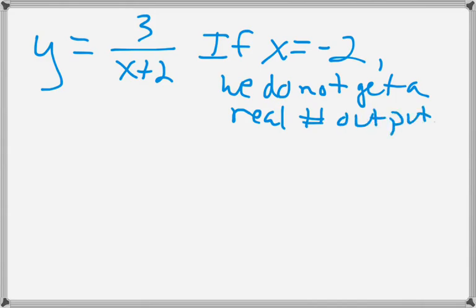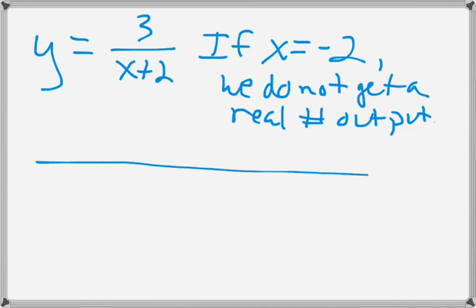Because we're going to try to do 3 divided by 0, and that's not a real number. That's not any number, really. 3 over 0, it's undefined. It's not a number. So any other number, though, any other real number that we substitute for x would give a real number output. So our domain is all real numbers except -2.